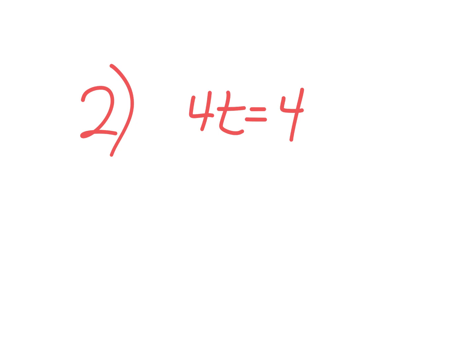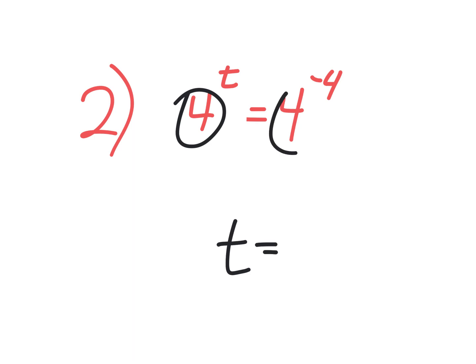Okay, on to number 2. Lily, would you read me number 2? 4 to the power of t equals 4 to the power of negative 4. All right. Have I trained you well enough? All right. Amelia, look up here. Are the bases the same? So therefore, yeah, t is negative 4. That's all there is to it. Don't overthink those.